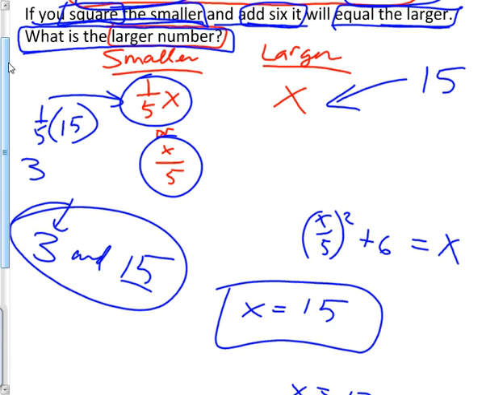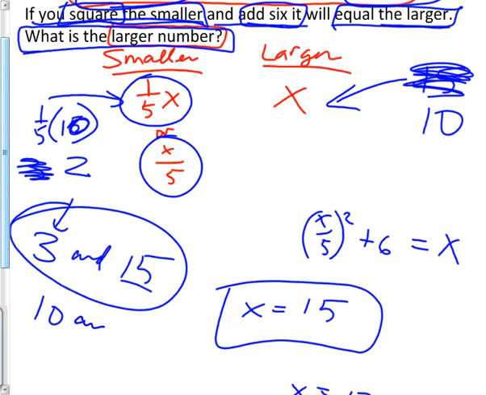If I make 10 the larger number instead of 15, I pick this to be 10. Then it'd be 1/5 of 10, which would be what? 2. So 10 and 2 probably works, but let's just do it quick. Square the smaller number. What's 2 squared? Add 6. And will it give you the bigger one? Yes, it does. So this works too.